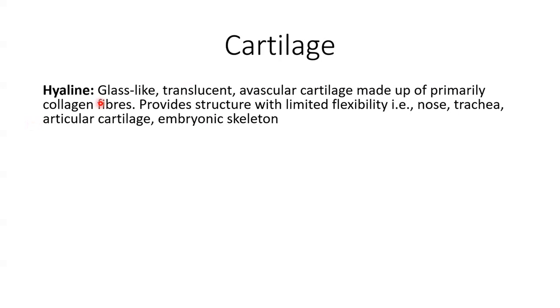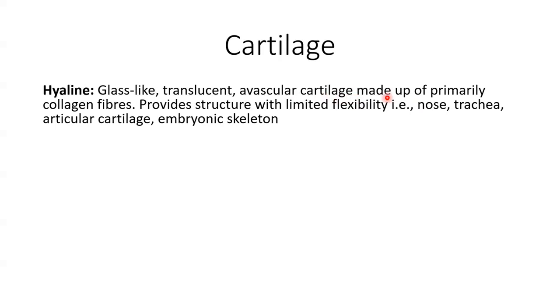So our hyaline cartilage is glass-like, it's translucent, and it's avascular. Now this is important because when we damage cartilage, it has a very poor repair rate. Because we don't have any blood vessels to bring in the cells that we need to repair that area, the ability to repair cartilage is actually really quite low.